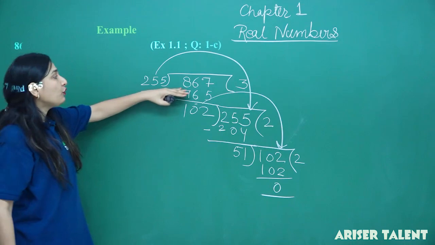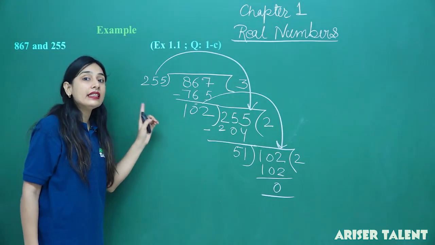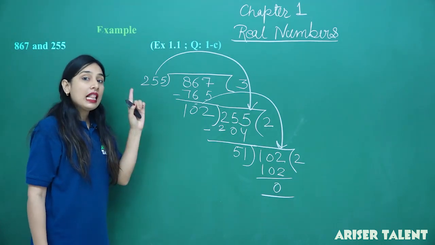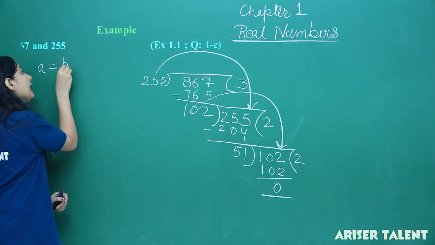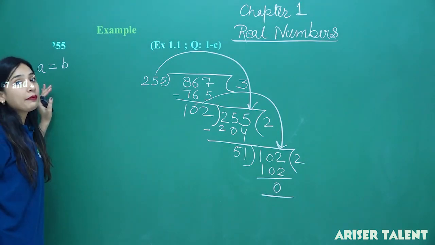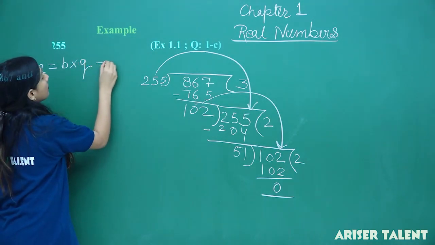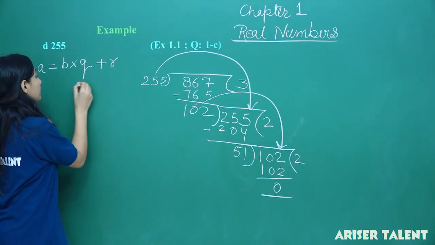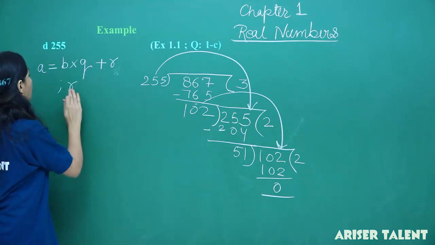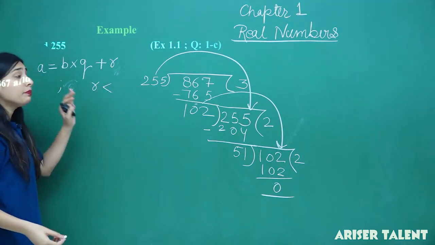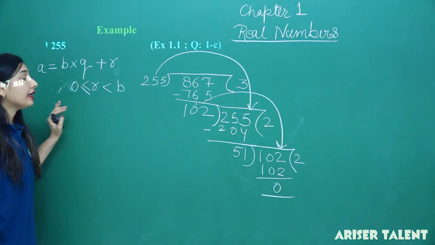Here we are required to find the HCF of 255 and 867. Now this is the simple procedure. Now how will we write this in the form of Euclid's division lemma? So first, let me write the equation we have studied. When a and b are 2 positive integers, mind my word, 2 positive integers, a = b multiplied by q plus r, where the value of r must always be less than b, but equal to or greater than 0.